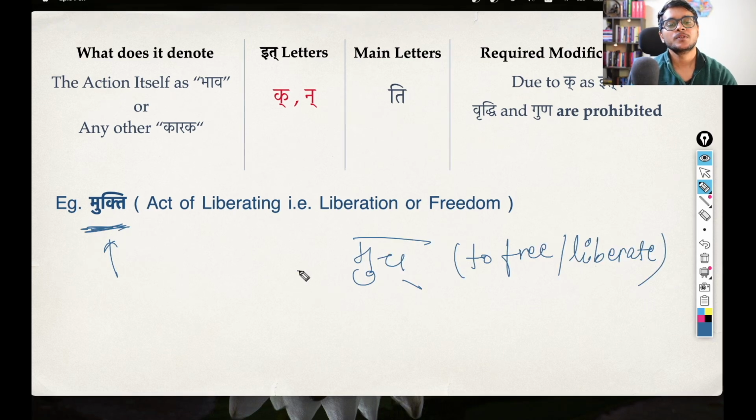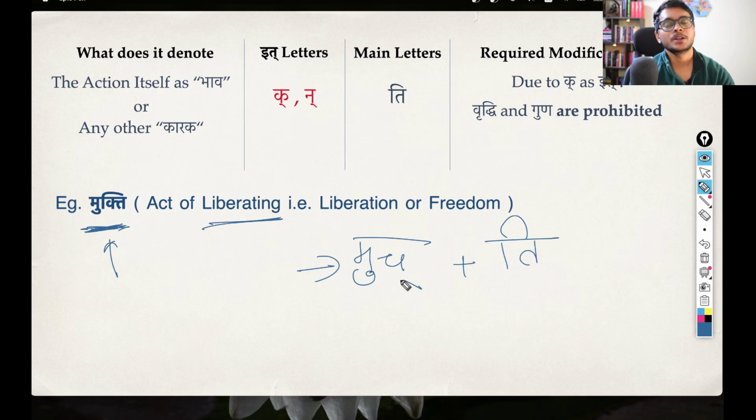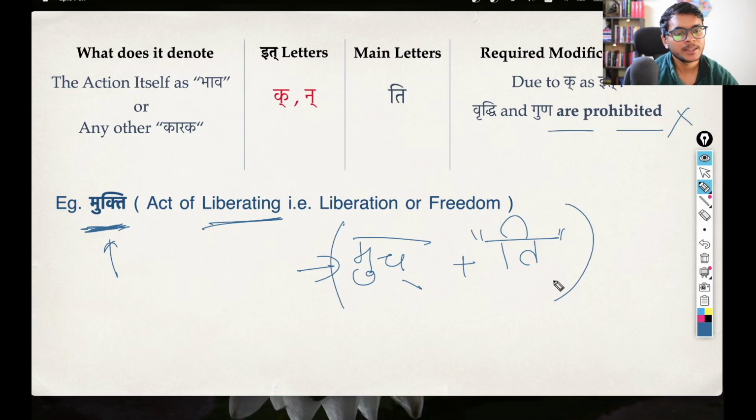So mukti is coming from much dhatu. Much dhatu means to free, to liberate. So the act of freeing or act of liberating, that is this mukti. Okay, so much when modified using tin pratyay. So from tin we get this ti. Again vriddhi and guna are prohibited. So then we are simply going to combine them together.